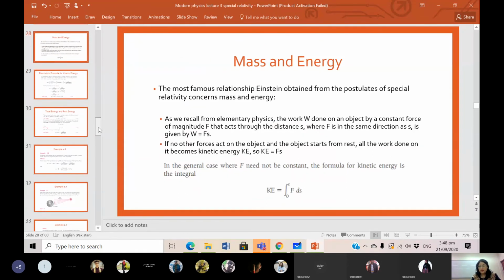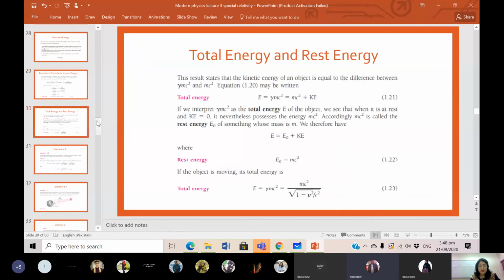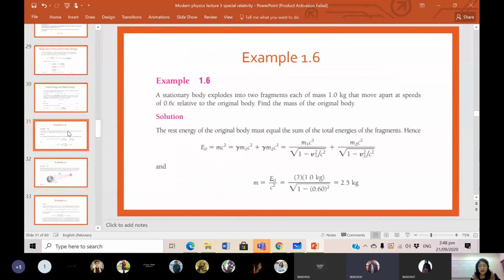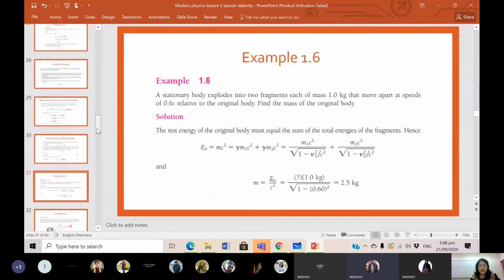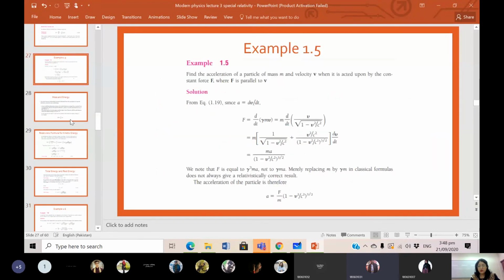So now I want to talk about mass and energy. And we want to talk about energy, and we want to prove the relativistic formula for energy now.